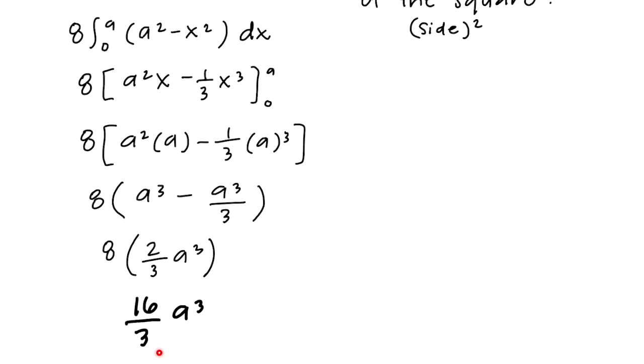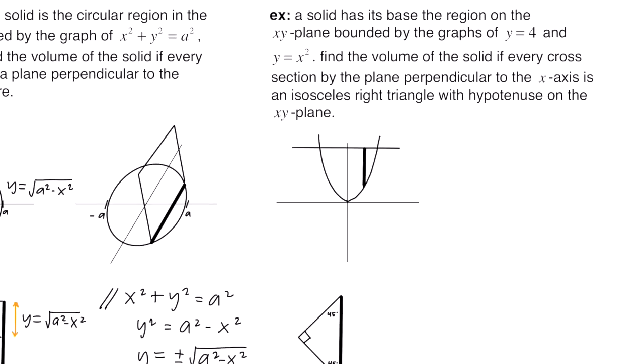So our final answer for the volume of the known cross-section is 16/3 a cubed, where a is the radius of the circle. This example says a solid has its base, the region on the xy plane bounded by the graphs of y equals 4 and y equals x squared. Find the volume of the solid if every cross-section by the plane perpendicular to the x-axis is an isosceles right triangle with hypotenuse on the xy plane.